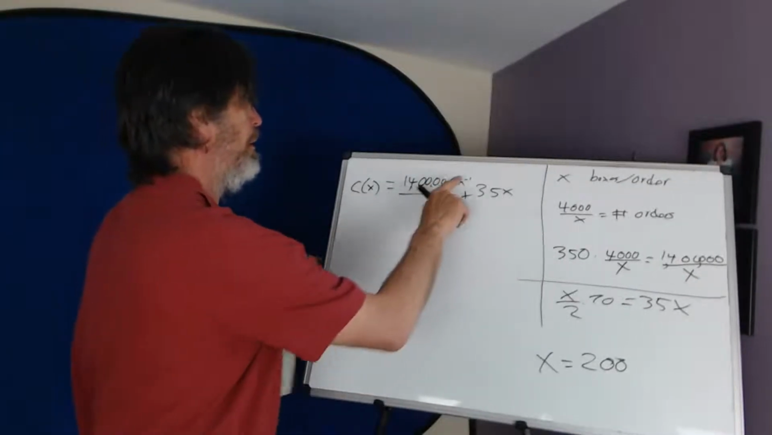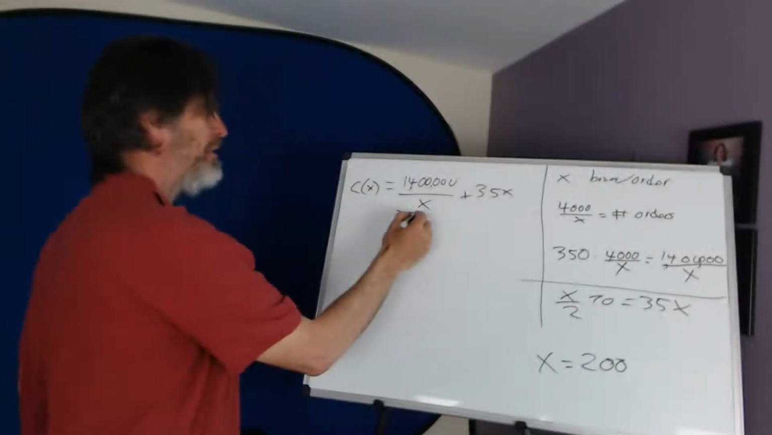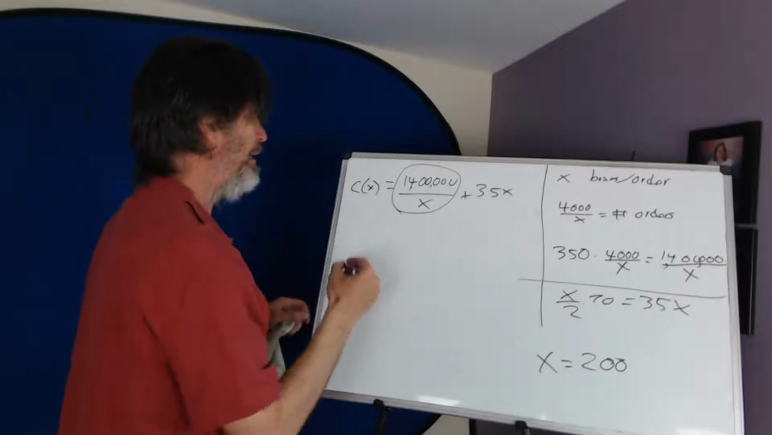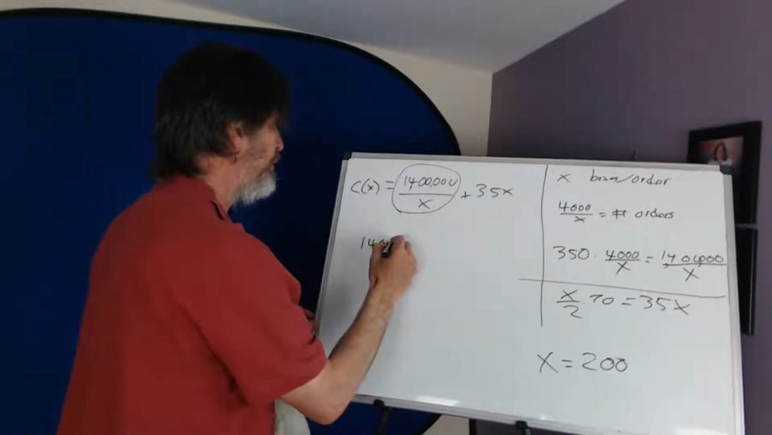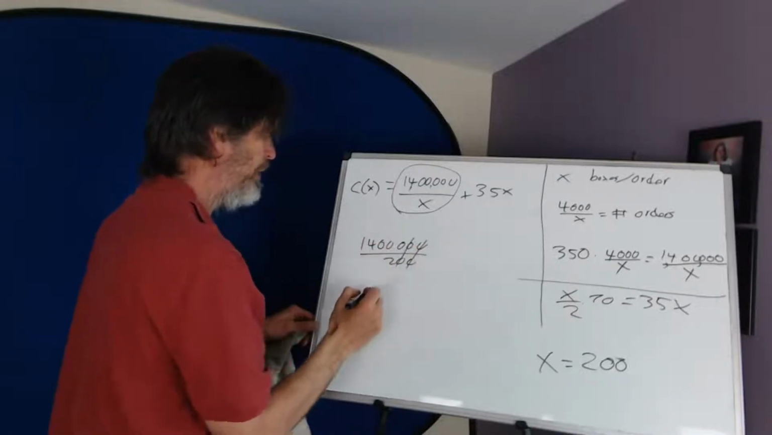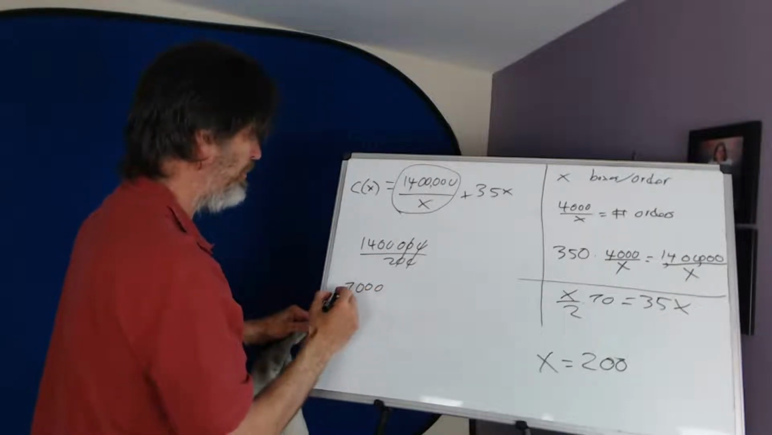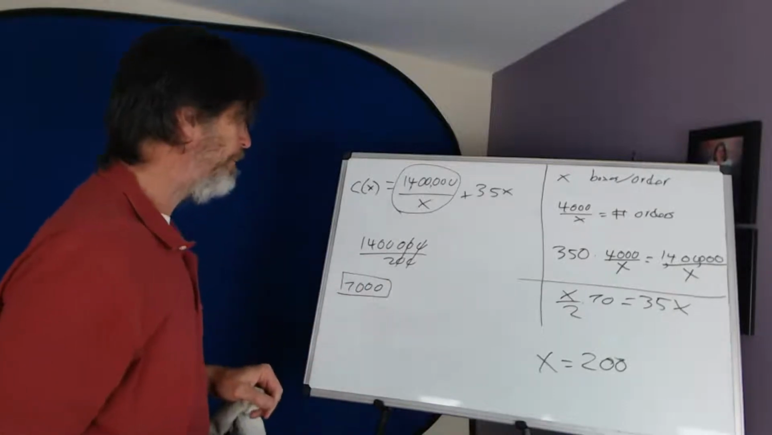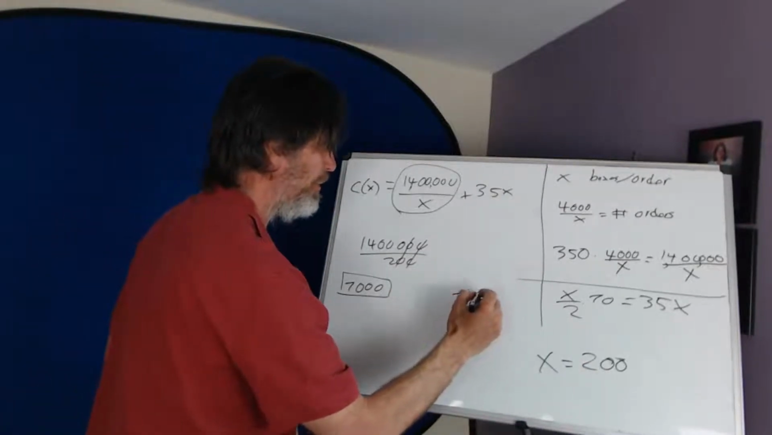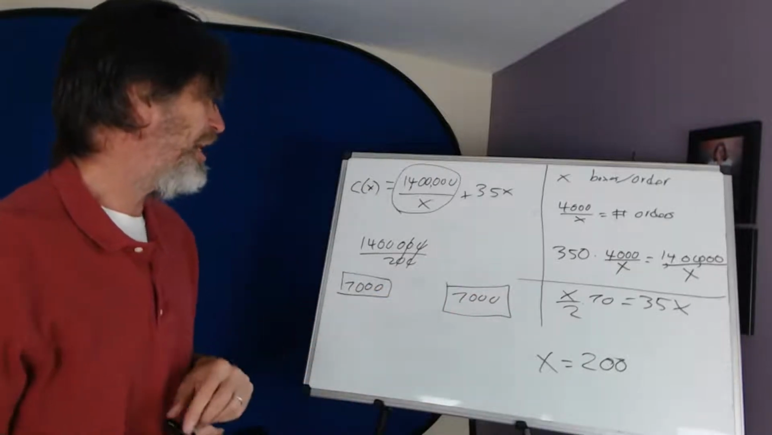Okay. So there is our 2 variable costs. Here is the order cost, right? So 1,400,000 over 200, those cancel out. That would have been $7,000. Okay. And if I plug 200 in here, that one is also $7,000. And that's a nice little check on this one.